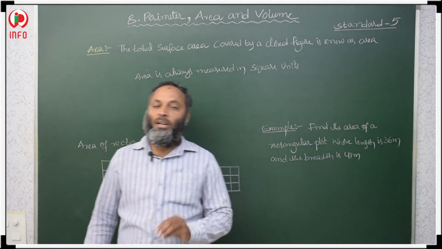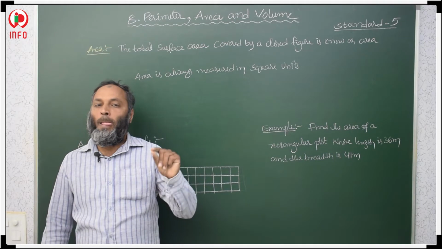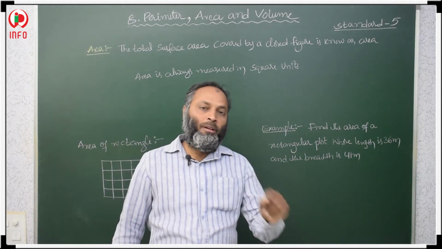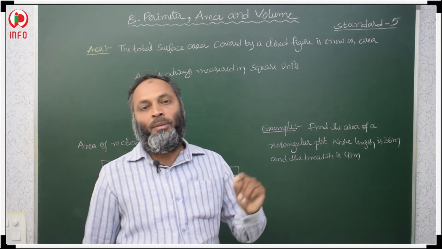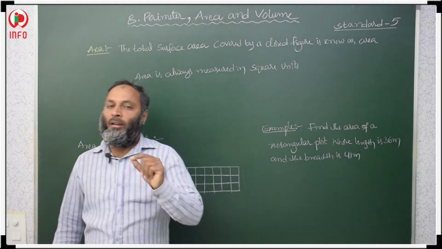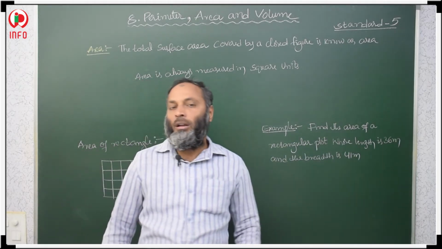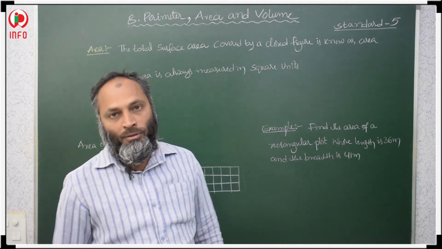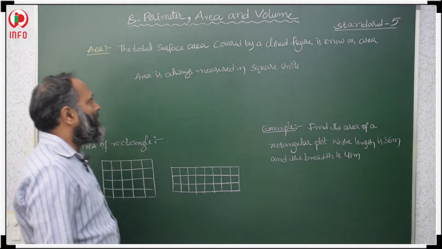The perimeter concept is over, and we also completed the perimeter of a square and the perimeter of a rectangle, how to find them using formulas. This concept we did. Now area. The area definition we already discussed.